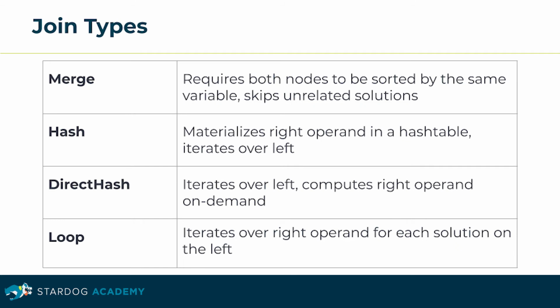Stardog implements several different types of join operations. We've got the merge join, which has both nodes sorted by the same variable and skips unrelated solutions. The hash join, which materializes the right operand in the hash table and iterates over the left. Or the direct hash, which iterates over the left and computes the right operand on demand. And the loop join, which iterates over right operands for each solution on the left.